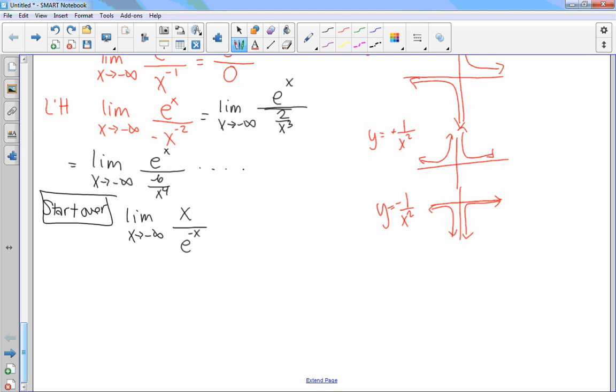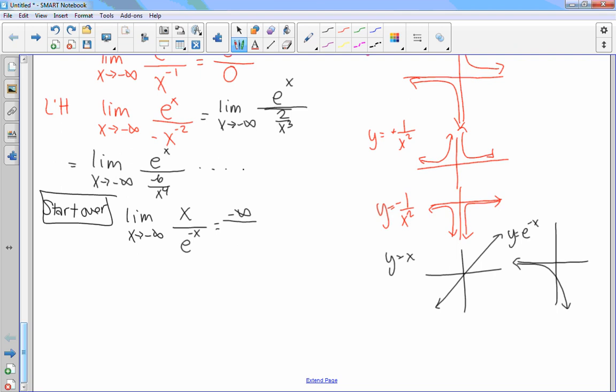Make sure it's actually indeterminate form. Look at your first function. That's a linear. As you go to negative infinity, you're going to get a negative infinity. Your e function has been flipped. Normally it's growing up. So now it's growing down. You go to negative infinity.